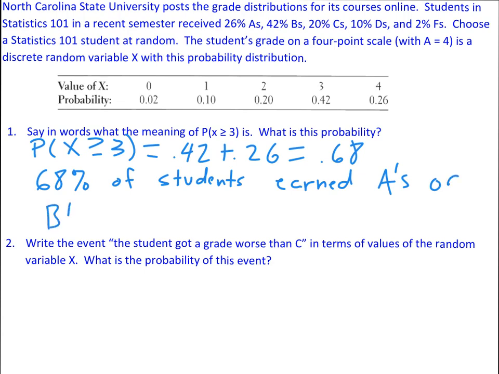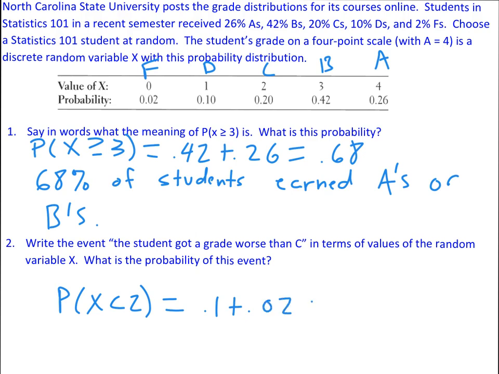68% of students earned A's or B's. This is going off your GPA scale. A gets you 4 points, B gets you 3, C's get you 2, D's get you 1, F's do not get you any points. Okay? Worse than a C? In probability notation would look like that, right? X less than 2, I'd have 0.1, those are all my D's, and my F's, right?